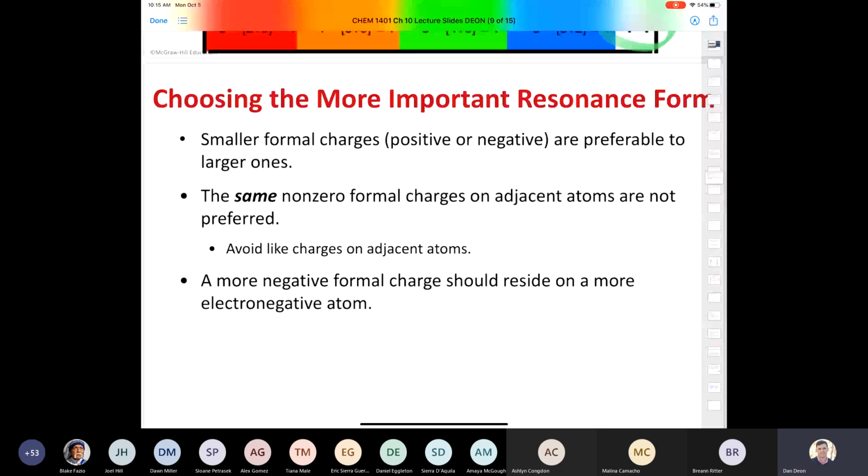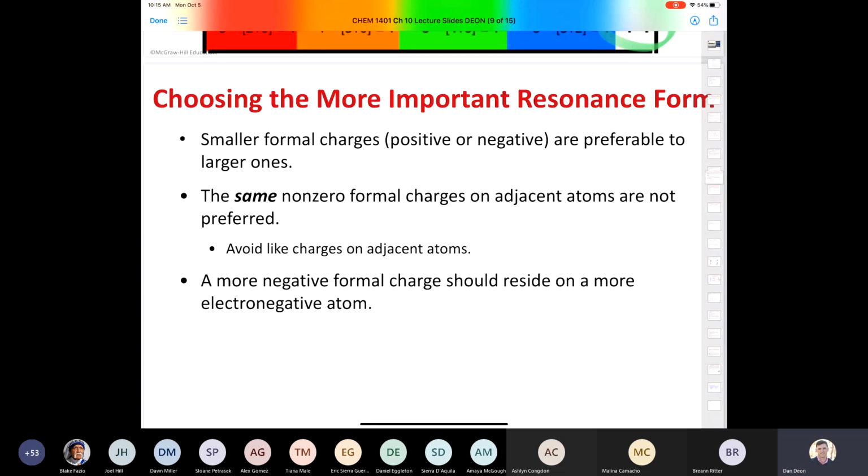Anyhow, it says here, how do we choose the more important resonance form, right? If we have more than one resonance form, is one preferred over the other? And the answer is, in the resonance structures that we've looked at so far, no, but in some cases, yes. And of course, we're going to look at those kinds of examples right now.